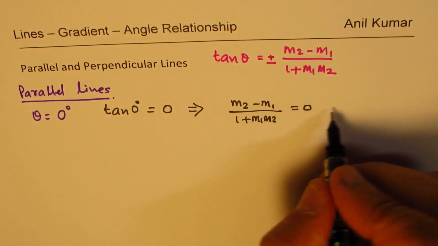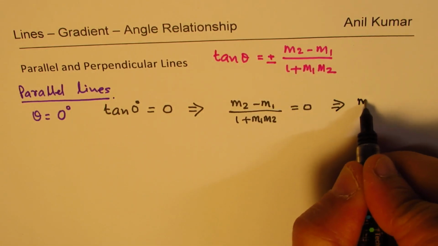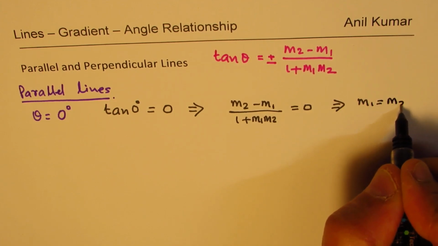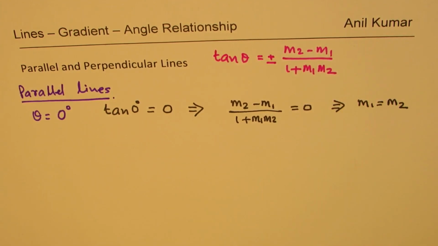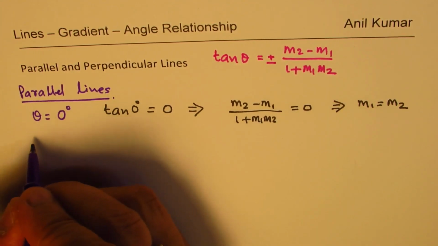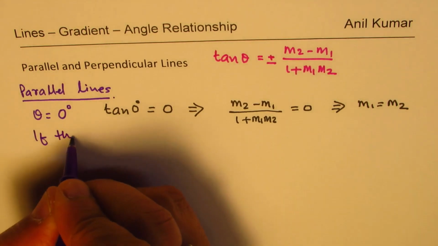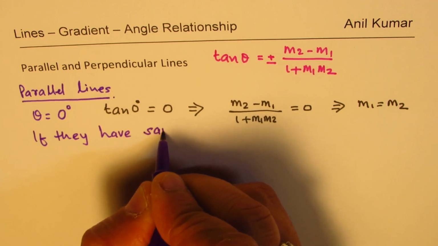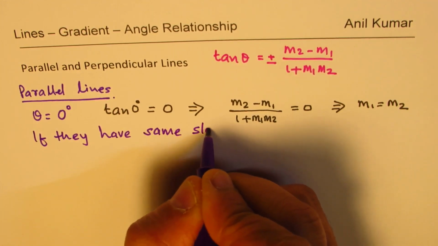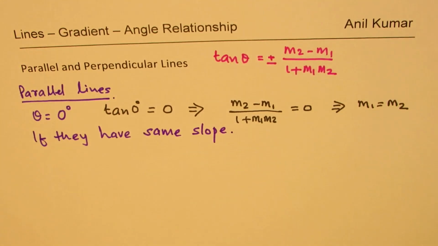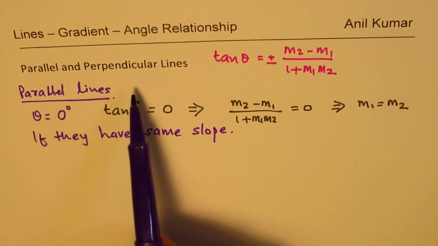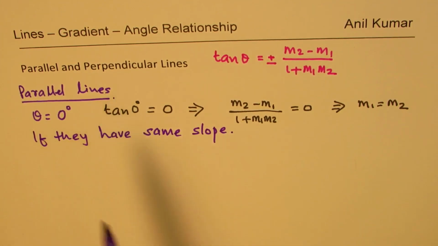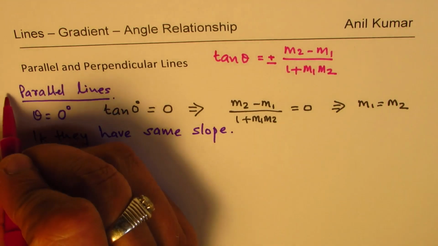Now this is 0 only when m1 is equal to m2, correct? So we conclude that lines are parallel if they have the same slope. Now of course there could be two conditions. They could be collinear also, right? Perfect. Now that is our first case, parallel lines.